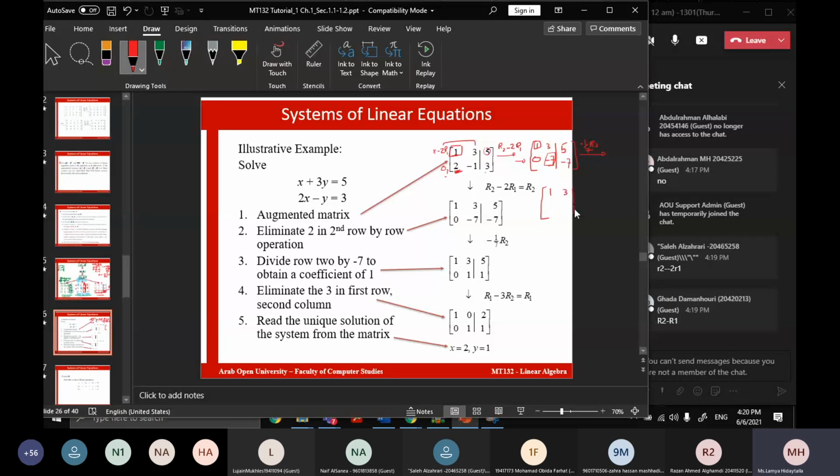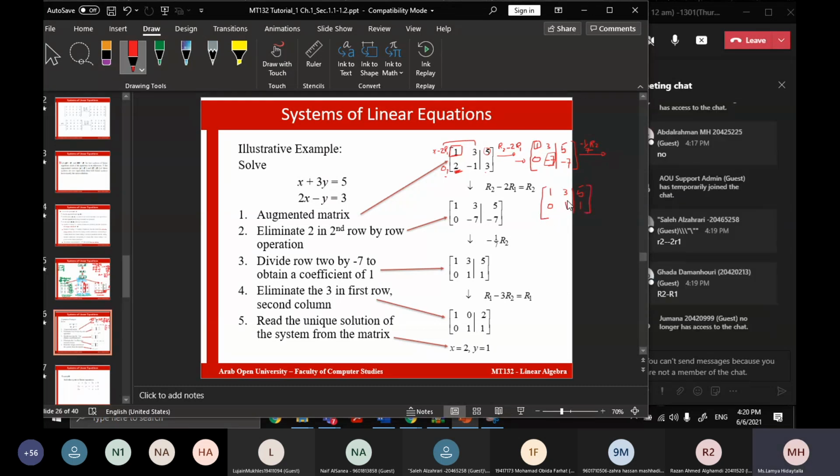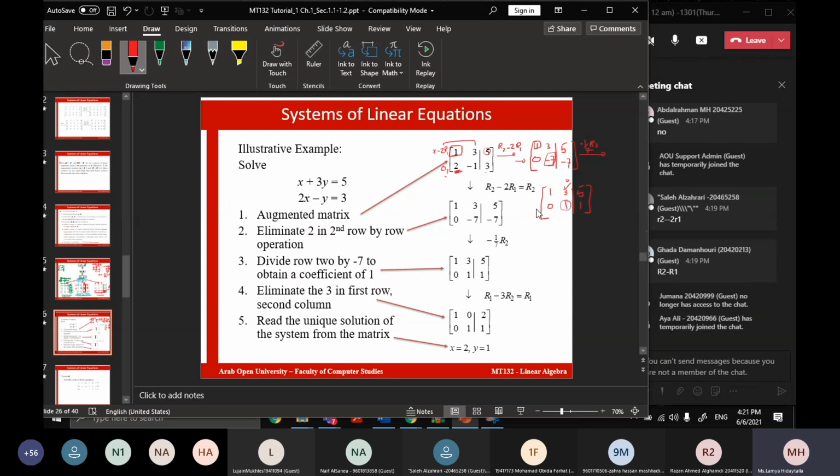1, 3, and this is the 5, and then this is 0, 1, 1. Okay, and then this is the leading one. I have to make this one 0. So what do you do? You multiply the second row by -3.